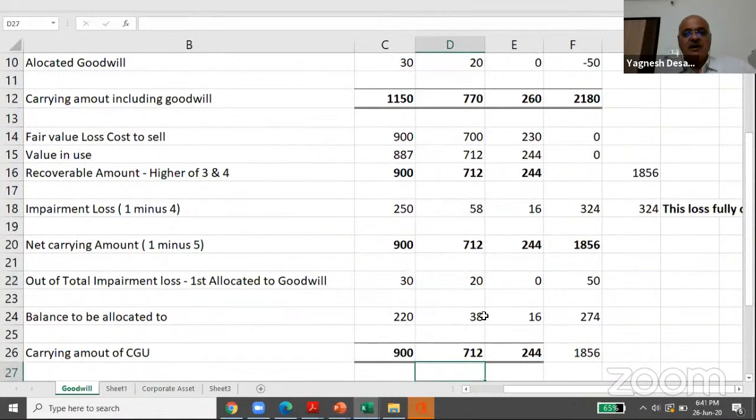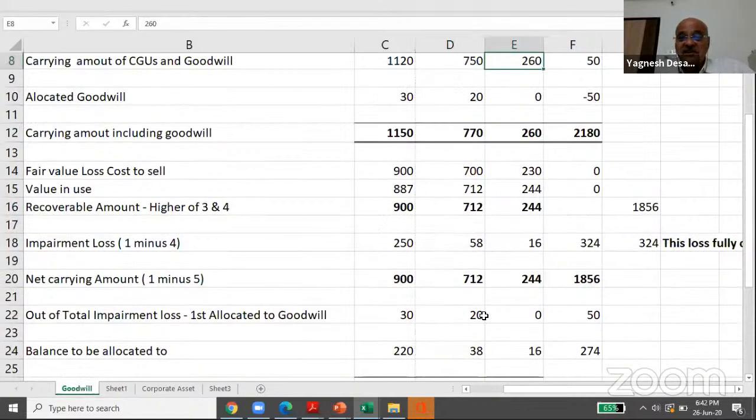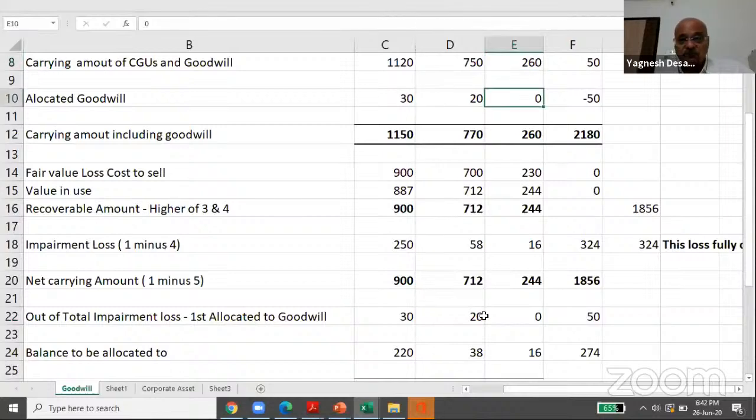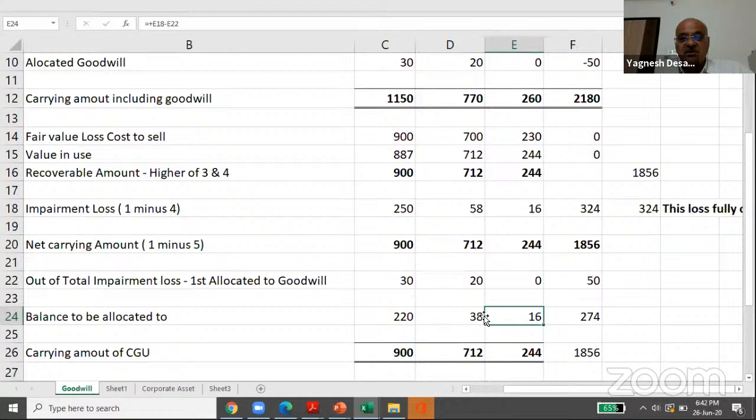Very good. And from here, it doesn't make any difference because this is same and this is same. 260 minus 0 is 16. सर ये लॉस तो मेरा था, 324. Loss is first attributed to goodwill, so this leaves 274. So now this makes 324. बिल्कुल सही जवाब.